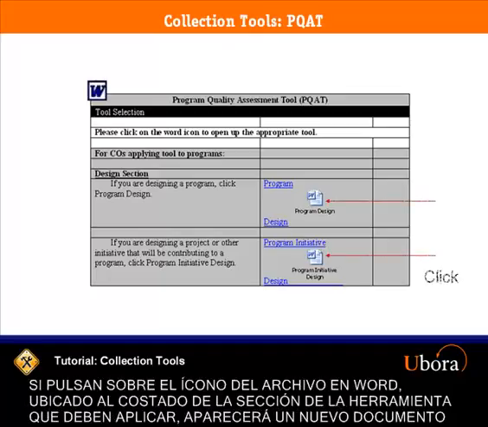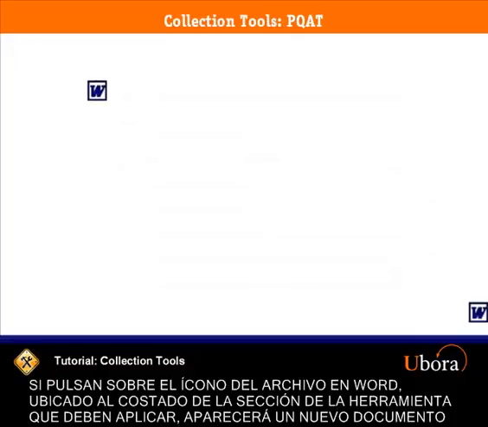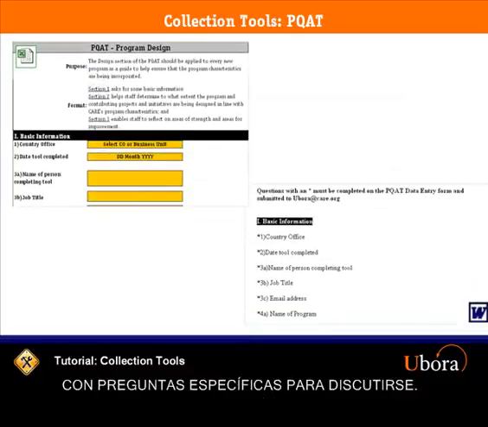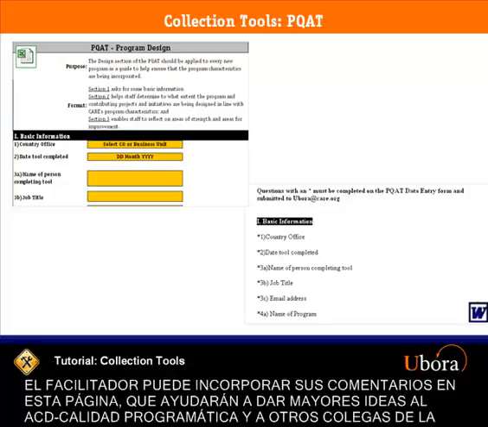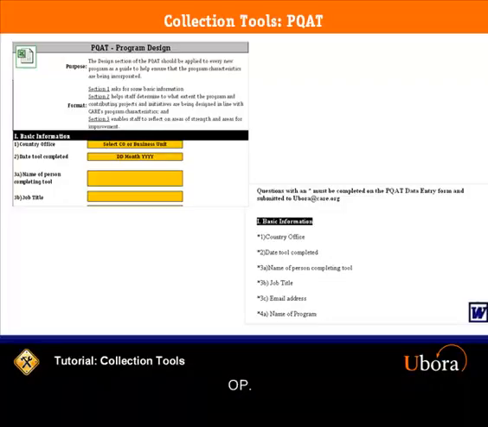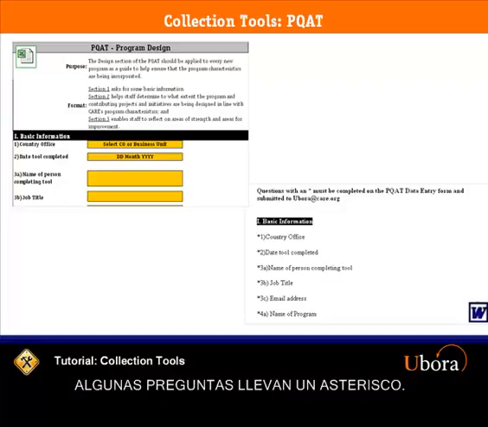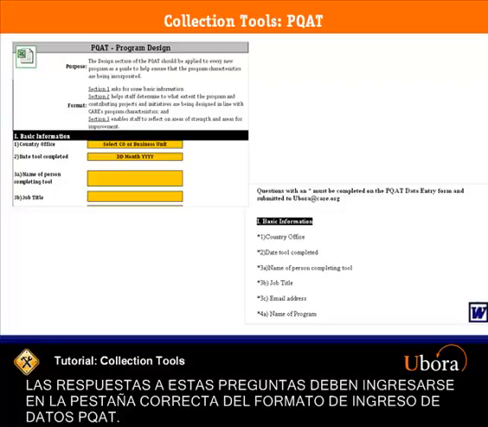By clicking on the Word icon next to the part of the tool you need to apply, a new document will open that has the specific questions that should be discussed. The facilitator can input his or her notes on this page, which will help give additional insight to the ACD program quality and other CO colleagues. Some of the questions are marked with an asterisk. The answer to these questions should be input into the corresponding tab of the PQAT data entry form.